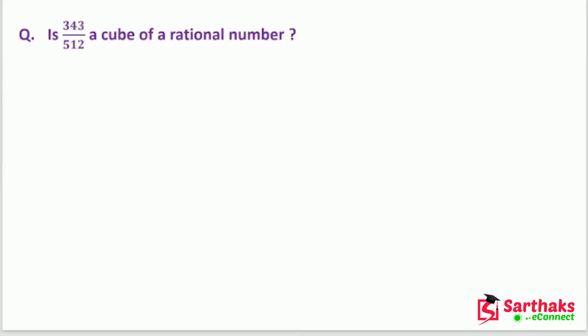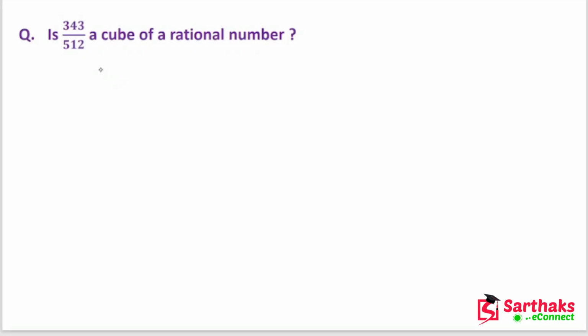Now let us find the answer of this question, which asks: is 343 upon 512 a cube of a rational number? Now recall, students, that a rational number is a number which can be written in the form of p by q, where p and q are integers and q is not equal to 0. So let us see if they are the cubes of integers.